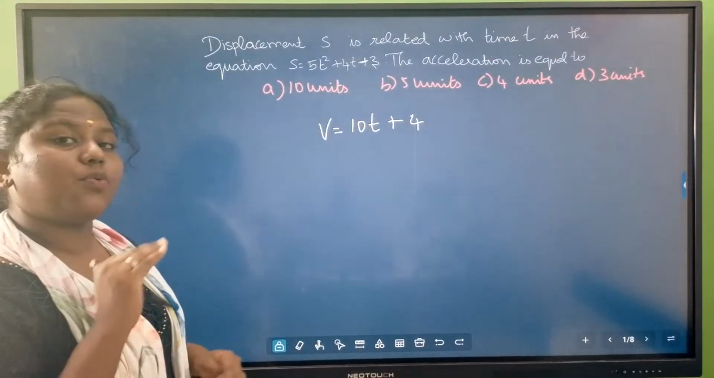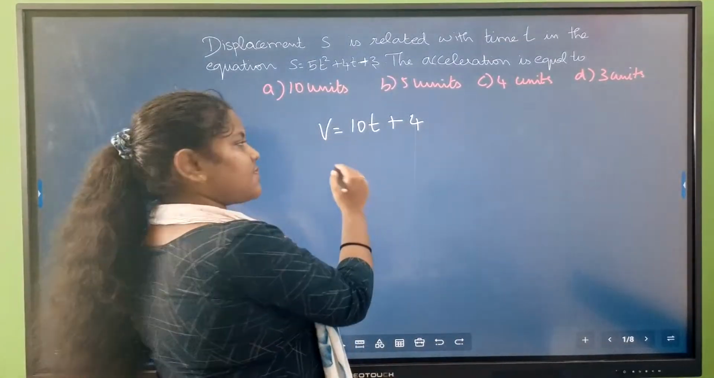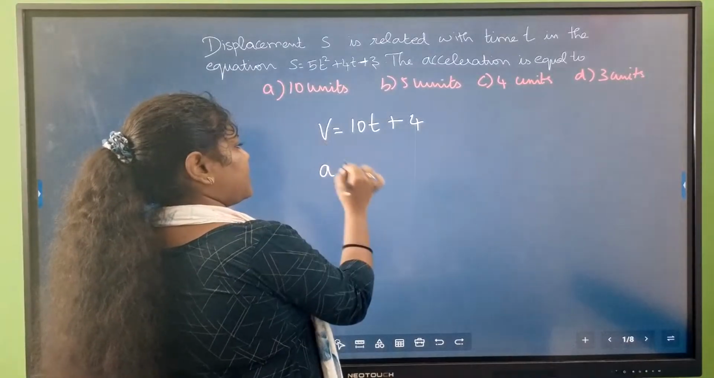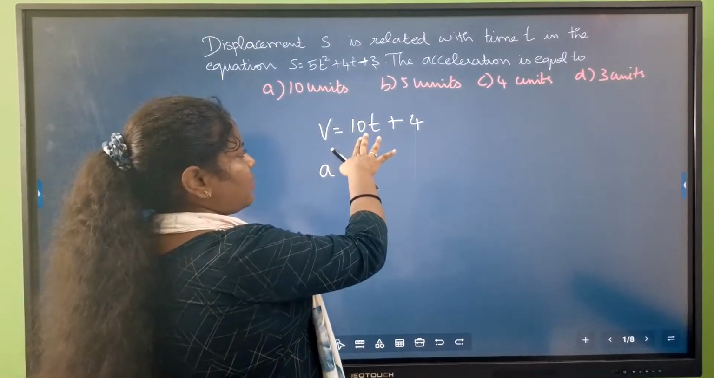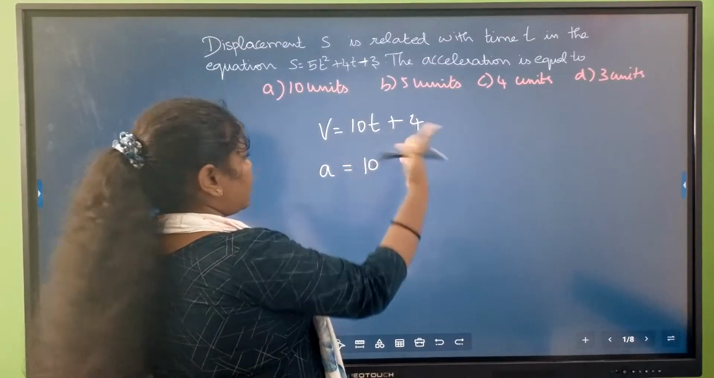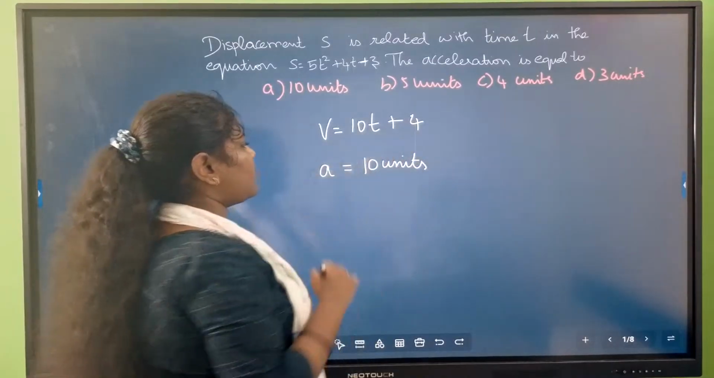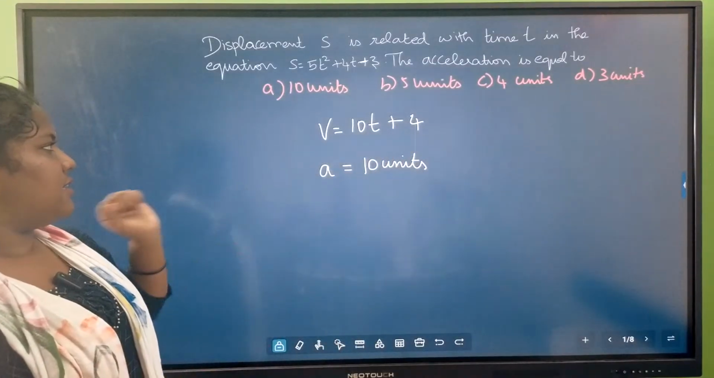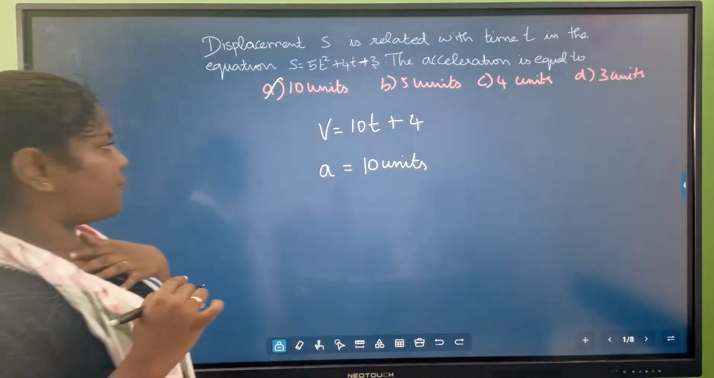So how can we find acceleration? You have to once again differentiate this velocity. If you differentiate this velocity, you will get acceleration. Your acceleration will be equal to, what will be your 10t? It will be 10. What will be your 4? It will be 0. So the answer is 10 units. Okay? The option is A.